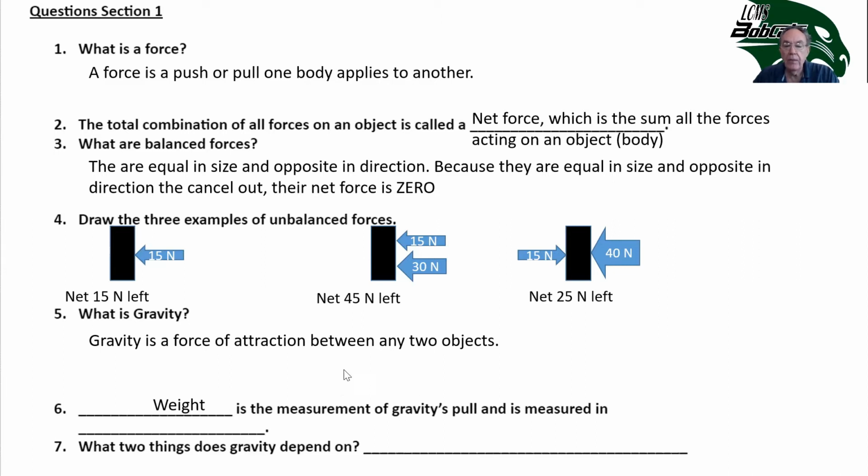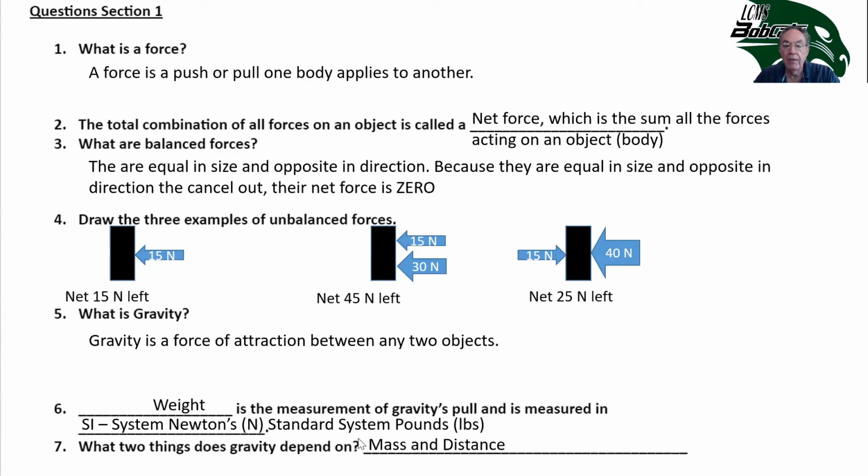Weight, when we talk about our weight, is a measurement of gravity's pull and is measured in the SI system. It's measured in newtons, and the abbreviation is N. Or in the standard system, we say our weight is in pounds.